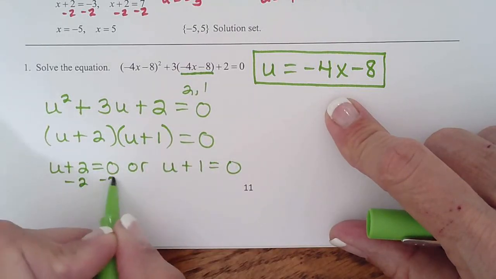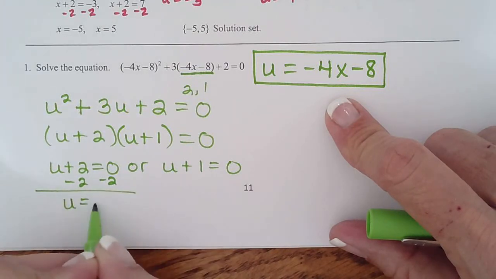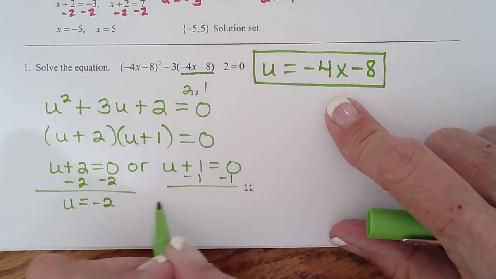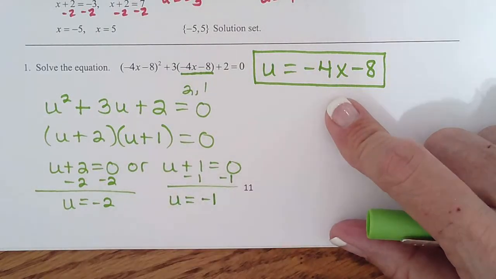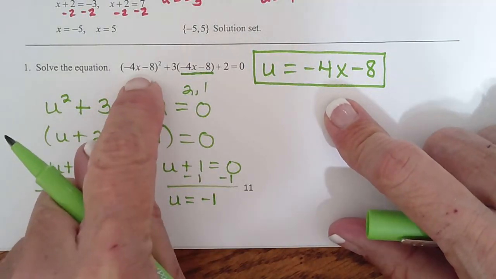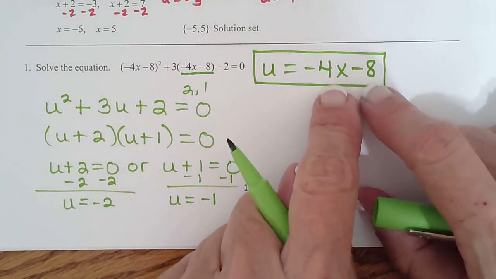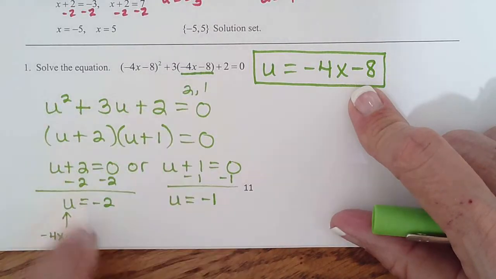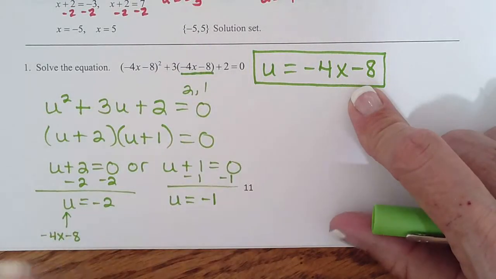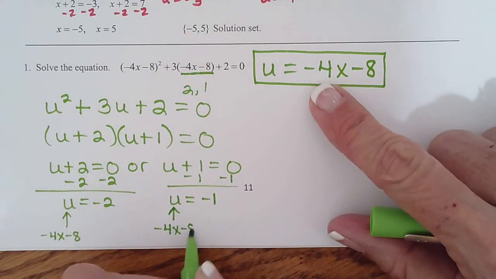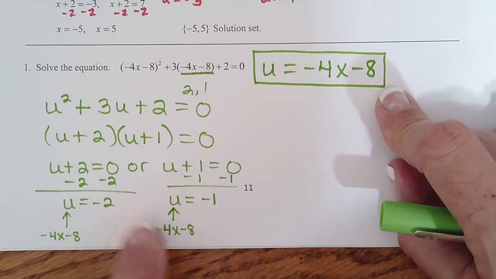Solve these, and I get u equals negative 2, or u equals negative 1. But you look up and go, this has x's, not u's, so that's your hint. Oh yeah, I got to put negative 4x minus 8 back in place of those u's, because they don't want to know what u is. There aren't even u's in the problem. So you're just using your box and back substituting.